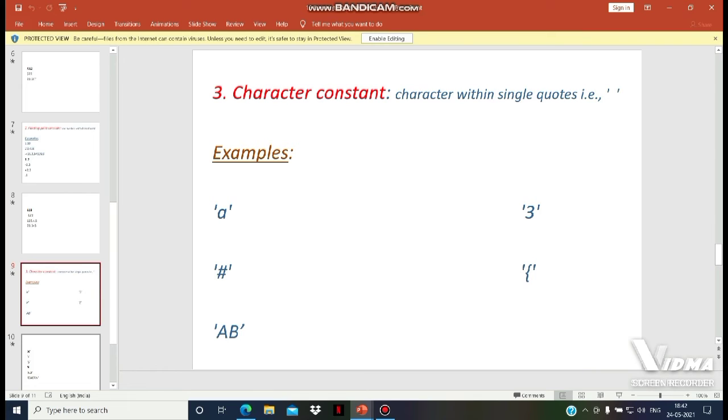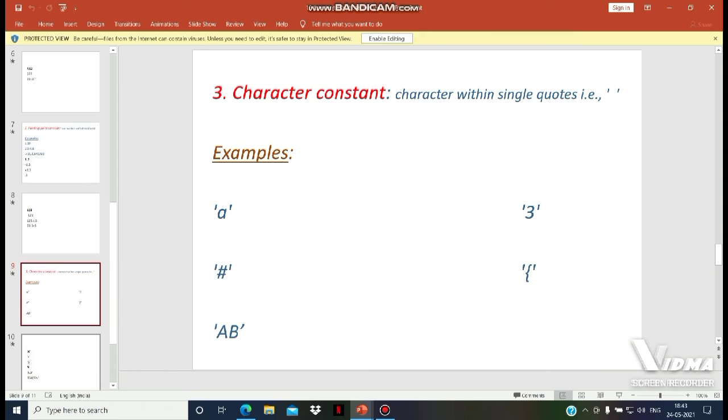Examples: A within single quotes is a character constant. 3 is a digit. It is also a valid character constant because in a character constant, digits, alphabets, special characters, and spaces are all valid. So 3 is also a character constant because it is enclosed within single quotes. Hash is a special character, so it is also a character constant because it is enclosed within single quotes. Opening brace is also a character constant, enclosed within single quotes.